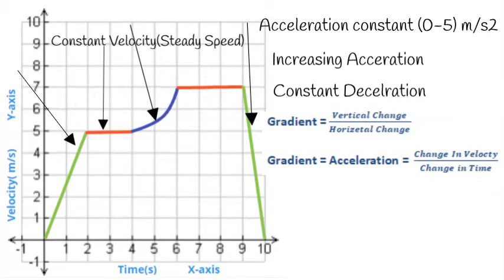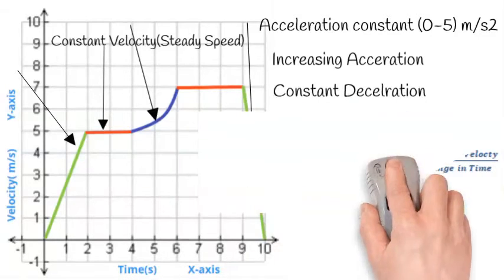To find the acceleration of an object, we have to find the gradient. Gradient is equal to vertical change over horizontal change. Vertical we take velocity, so we find the change in velocity, and horizontal we take time, so we have to find the change in time.